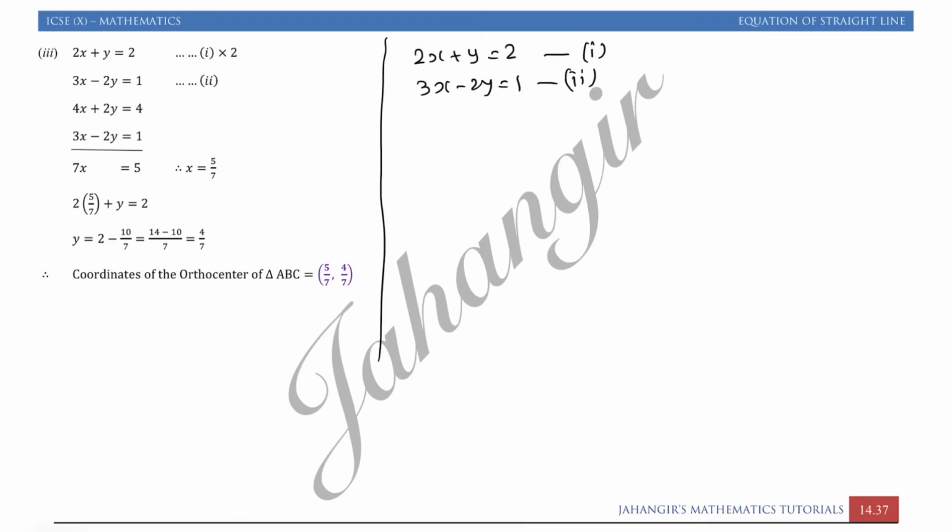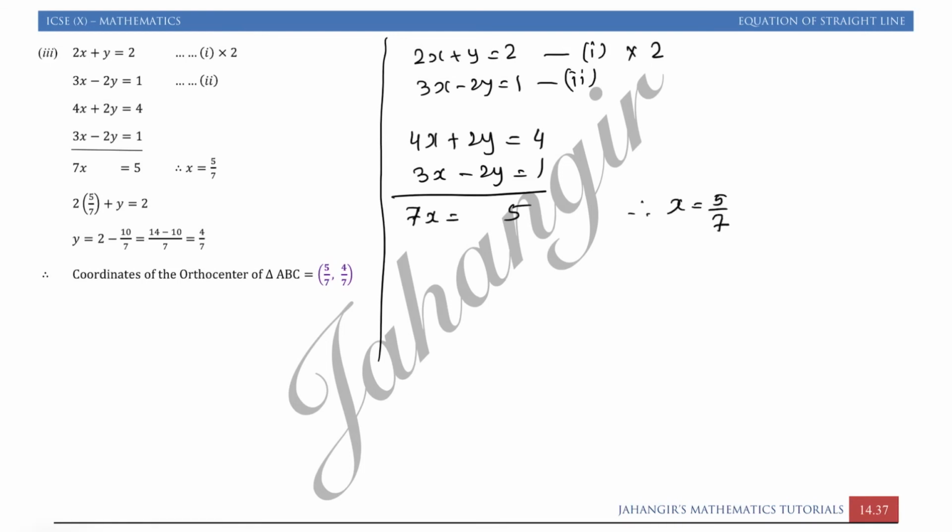Now we will solve. Let's multiply the first by 2. So we will get 4x plus 2y is equal to 2, 2 twos are 4. 3x minus 2y is equal to 1. We will get 7x is equal to 5. So therefore x is equal to 5 upon 7.